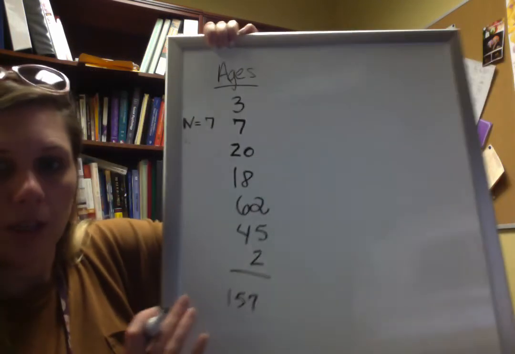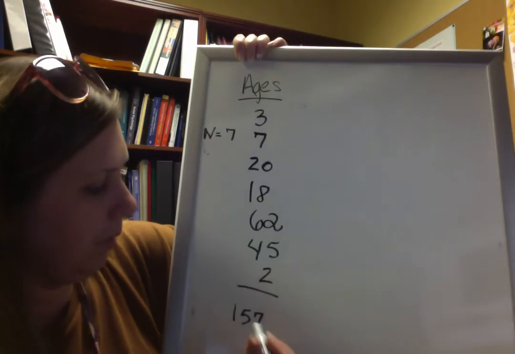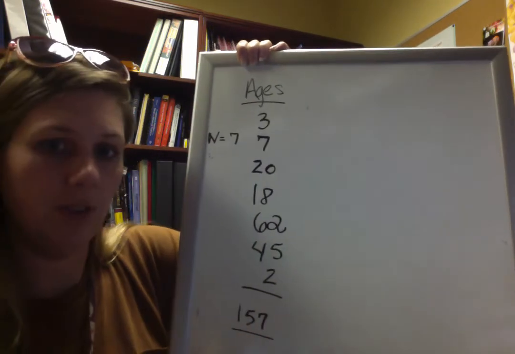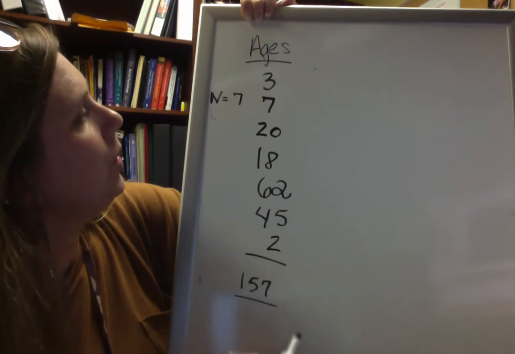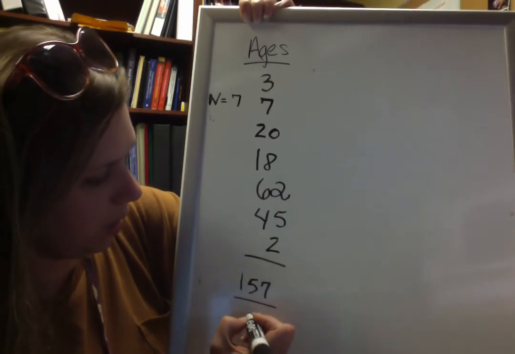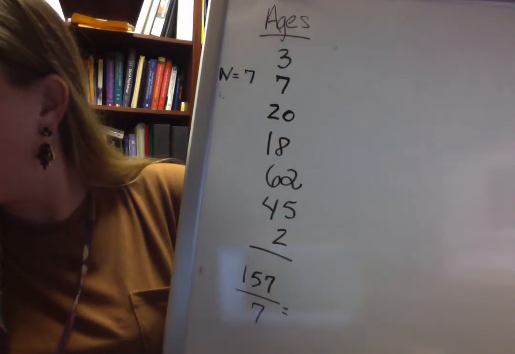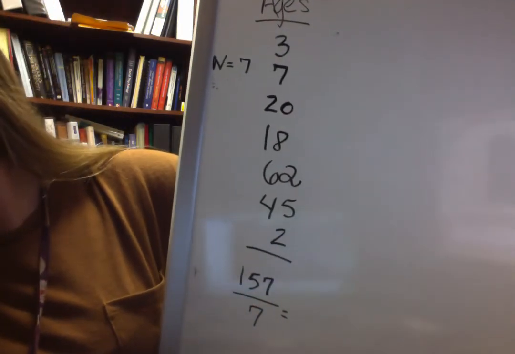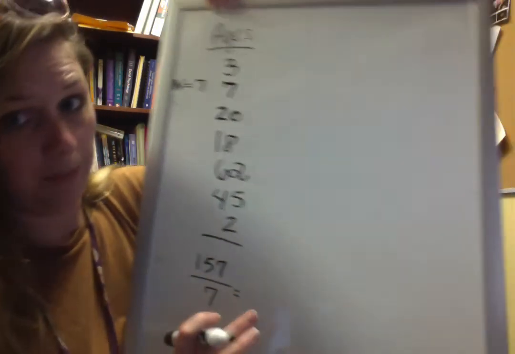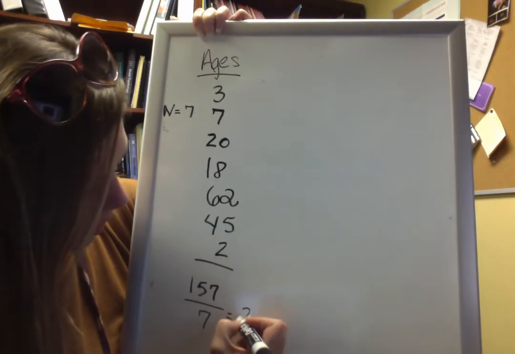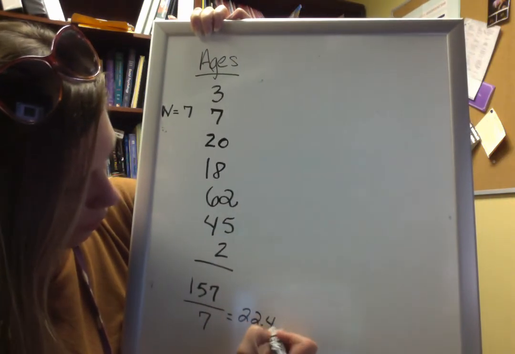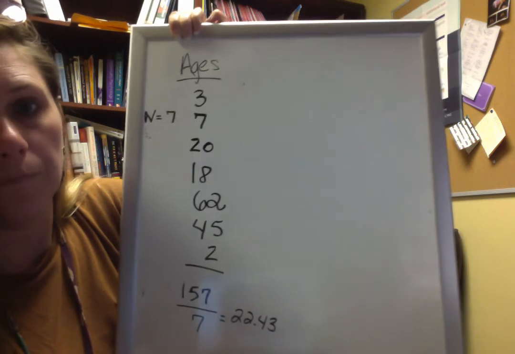In order to get the mean, I'm going to take that 157 and divide by however many scores I have. In this case, I have 7 scores. So it's going to be 157 divided by 7, and I get 22.43. This is going to be very fun. 22.43. You see that?